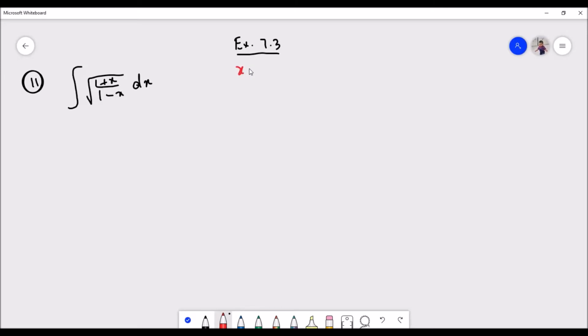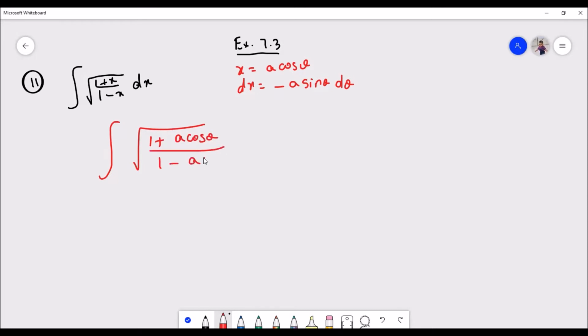The substitution here is x equals a cos theta. If x is equal to a cos theta, what will be our dx? dx will be minus a sin theta d theta. Fine. Let us do the substitution. So integration of root over 1 plus a cos theta divided by 1 minus a cos theta into dx, which is minus a sin theta d theta.